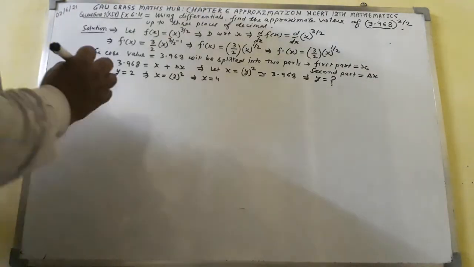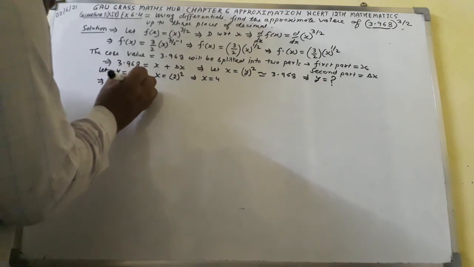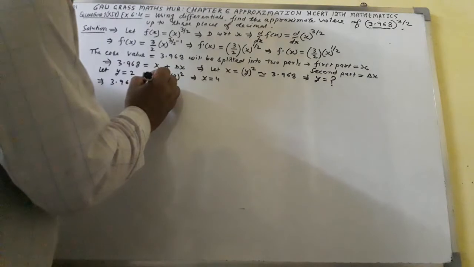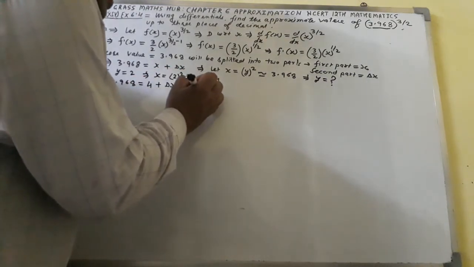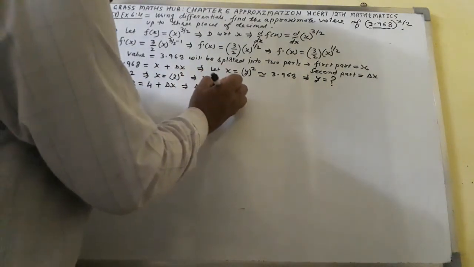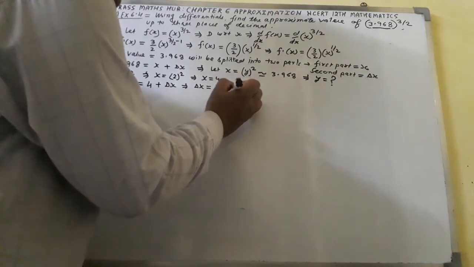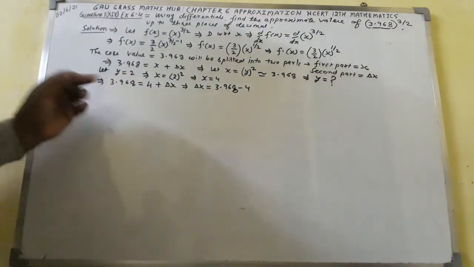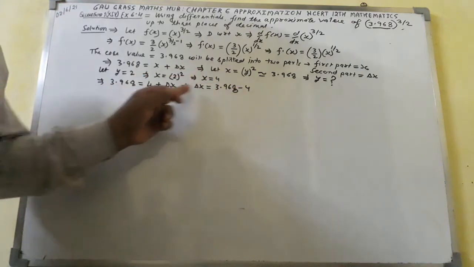Now what to do here? Put the value here. Here I shall write 3.968 equal to, put the value of x here, 4 plus delta x. Implied that delta x equals 3.968 minus 4. Isn't it? This 4 is there on the right hand side, that will be moved to the left hand side. It comes out to be 3.968 minus 4 equal to delta x.